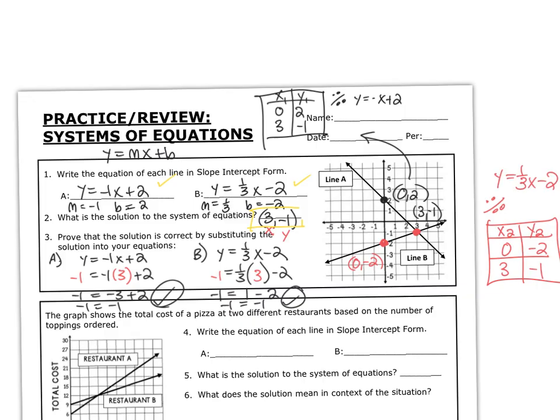If you want to, you can pause the video and practice typing that in and trying it out. Then what you'll notice is when you click on the point of intersection, Desmos will even tell you that these are the coordinates of your point of intersection when you click on it. That was a lot to think about, but I think we did a good job with it.